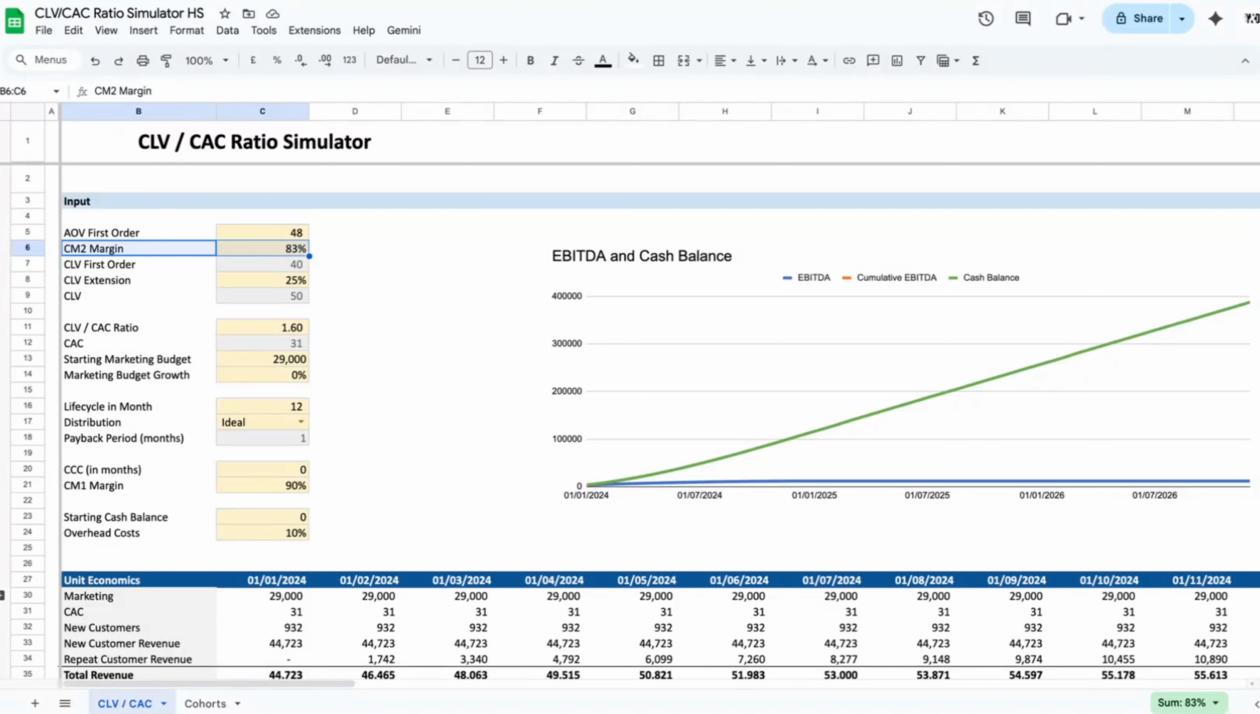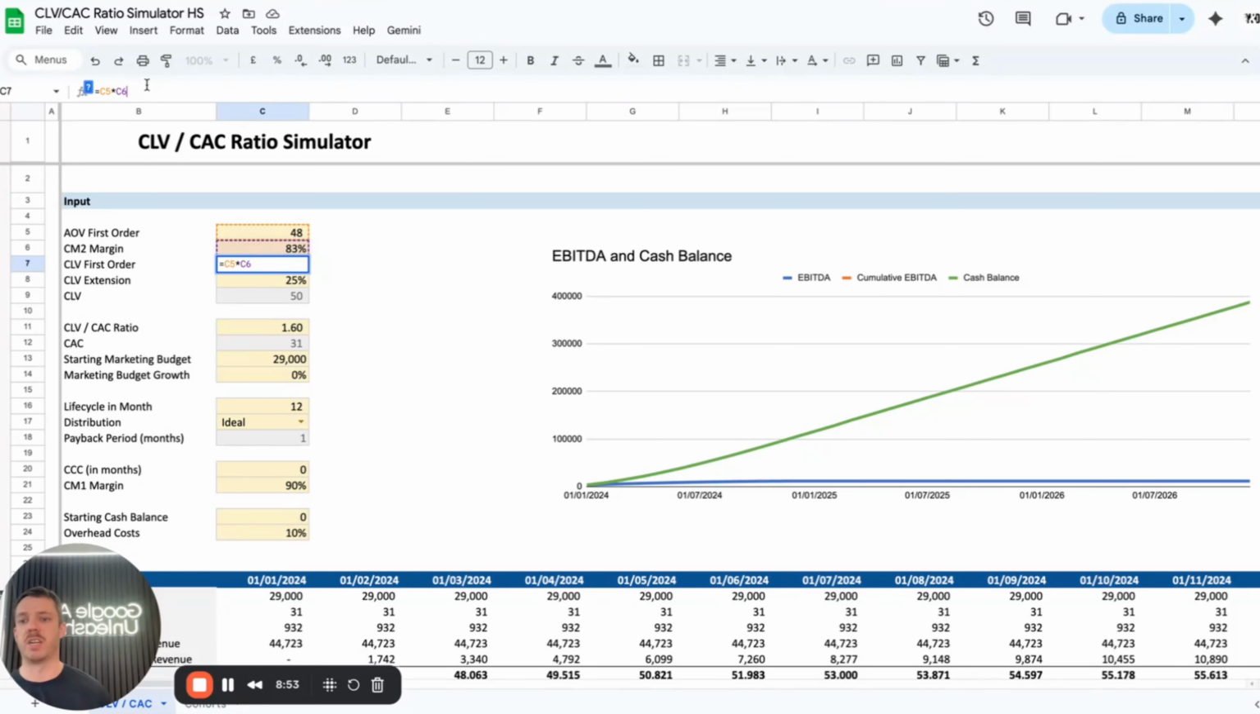Okay, so this leaves us with a figure of 40 euros on our first order. So our AOV times CM2 is now 40 euros on the first order. You have to know those figures to understand what is left over for the marketing that I can now spend, in order to calculate what the ideal CAC is for our client here.